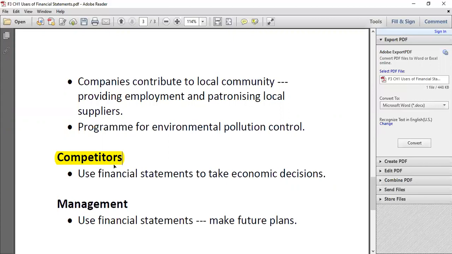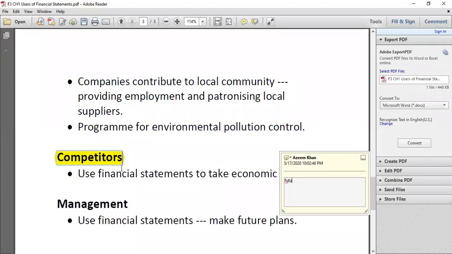So competitors will also use our financial statements. They will assess our performance as compared to theirs, how our performance has improved, whether our performance improved more or their organization's performance improved more. For competitors, that will be very important, and they will also use the financial statements for their future plans and future tactics, what we should do to be better than our competitors. So competitors will use the company's financial statements to assess the performance of the company, and they will make decisions about future plans, what we should do in the next year so that we can be better than our competitors. Clear or not?